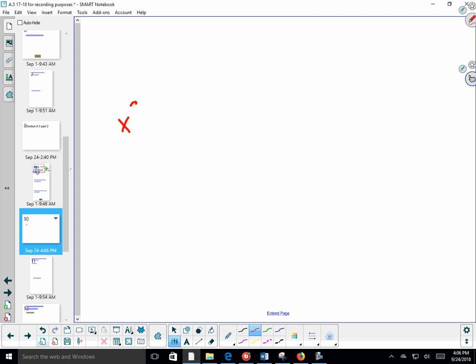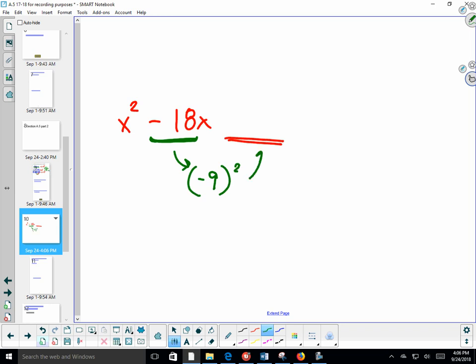Let's just say, what if I had x squared minus 18x? What would I need to add to that? What would I need to have as my constant for this to be a perfect square trinomial? Well, again, you would have to take the coefficient on the x term, take half of that, which would be negative 9, and square that. And so really, if we had a plus 81 here, then we would have a perfect square trinomial that could factor into (x minus 9) squared.